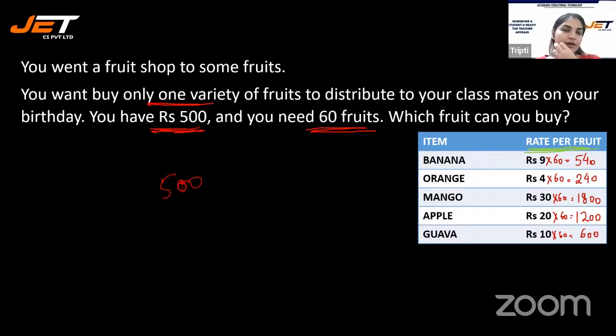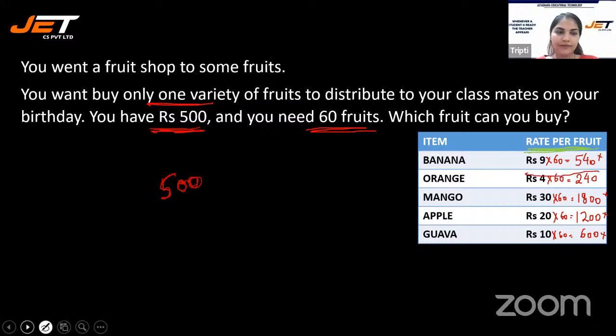You can't, obviously. If you have just 500 rupees, you can't pay more than 500. So you have to buy a fruit which is less than 500. That means you can buy 60 fruits for less than 500. So which fruit is that? I don't think it's banana. It's exceeding 500. Not even mango. It's exceeding. Not even apples. That is also exceeding. And guavas are also exceeding.